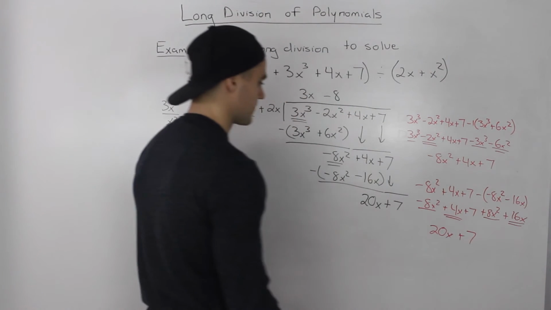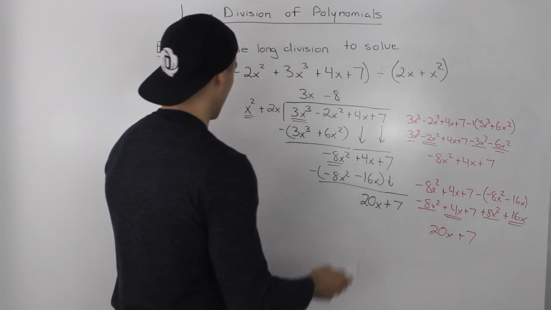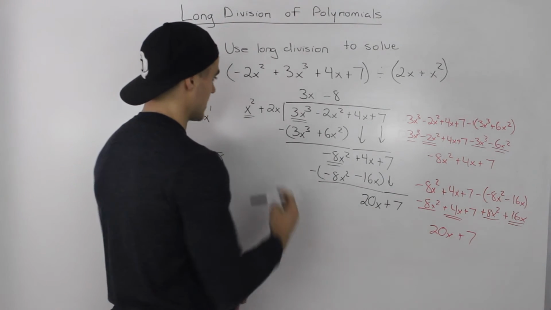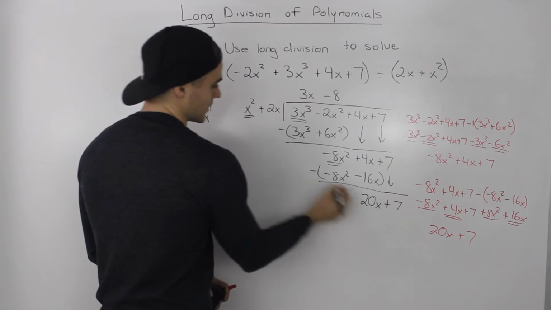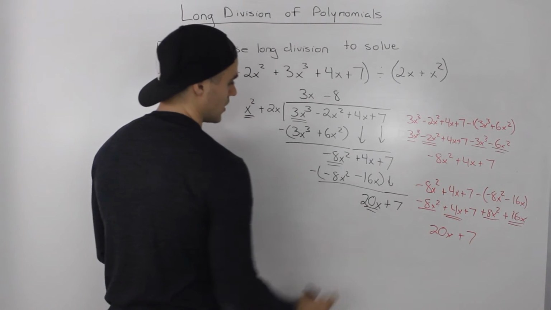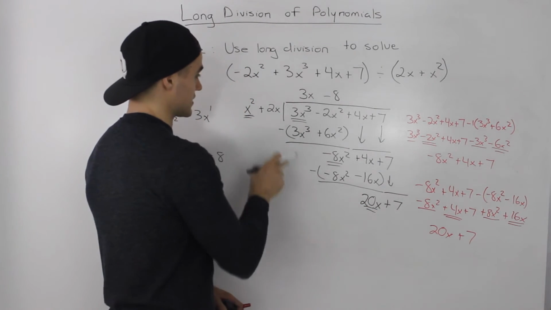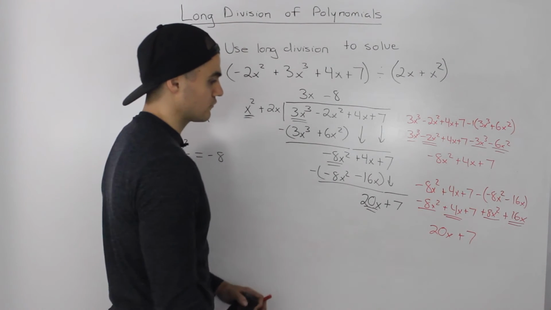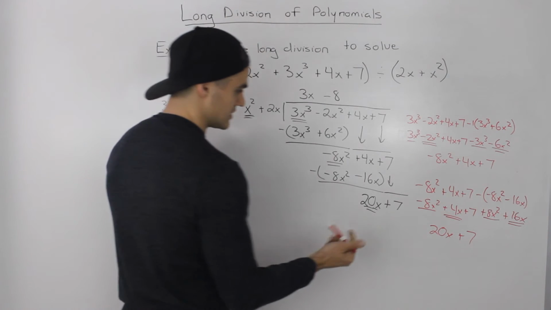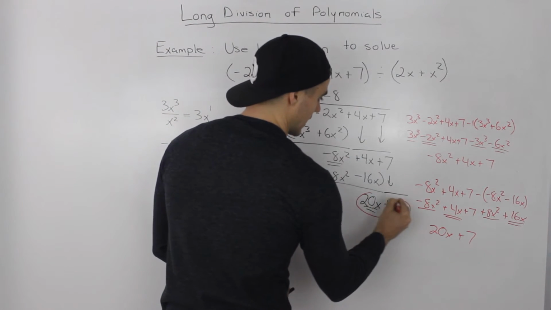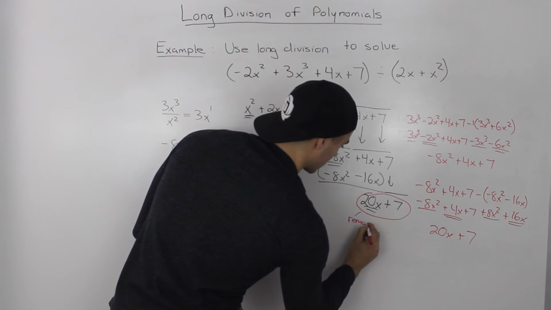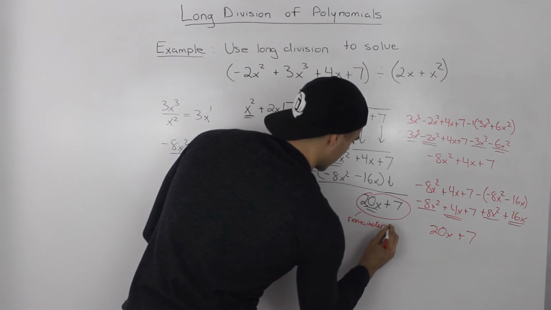Now, how many times does x squared plus 2x go into 20x plus 7? Or how many times, rather, does this x squared go into 20x? Well, it can't go in because the degree of the divisor is greater than the degree of what we're left with. So this 20x plus 7 ends up being our remainder.